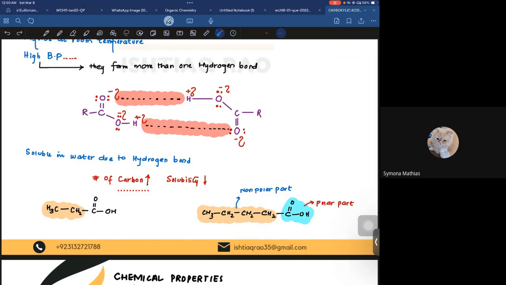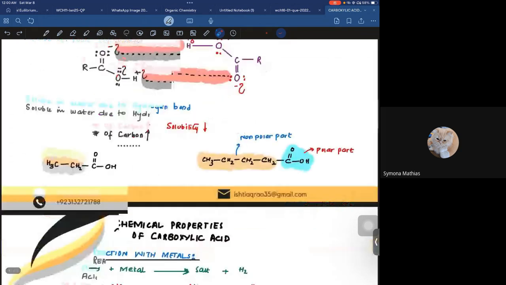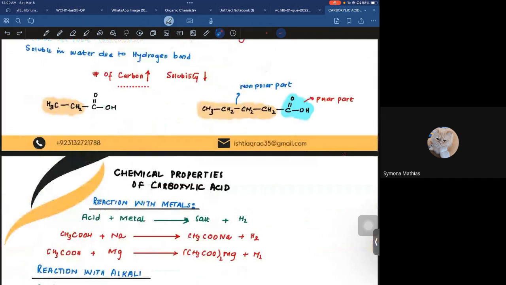Okay जी, तो ये important बात है इसमें. Then we have the chemical properties of carboxylic acid. The first chemical property is the reaction of acid with metal. Since this is a weak acid, but this is an acid, we have learned in IGCSE that the acid can react with metal.